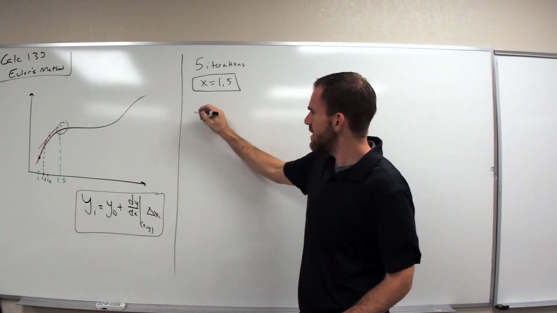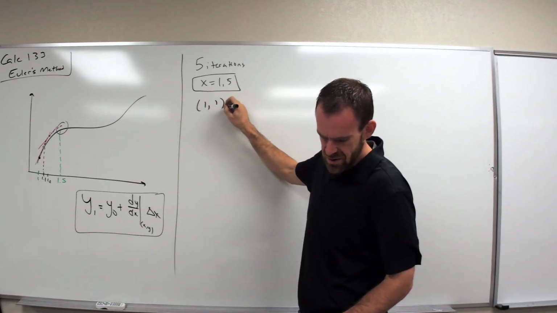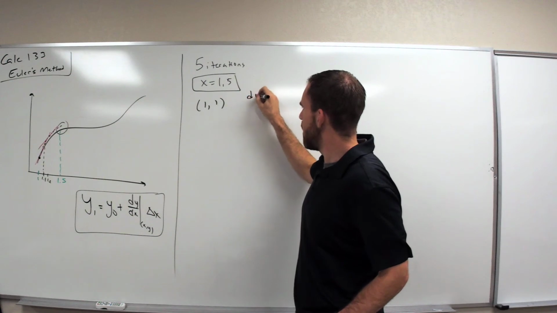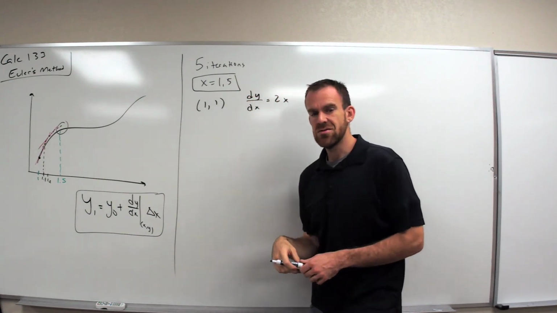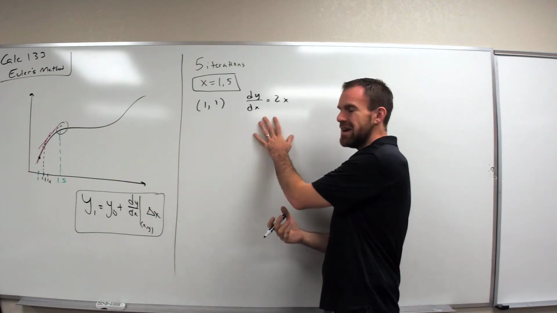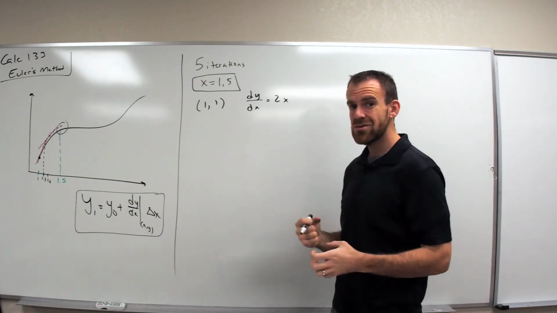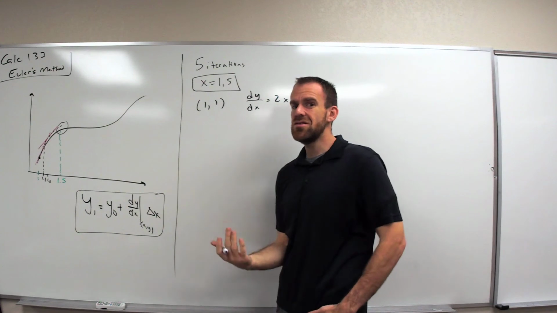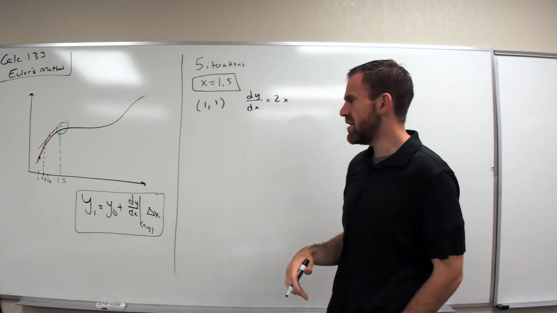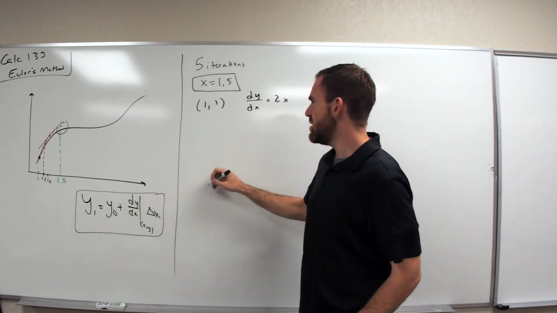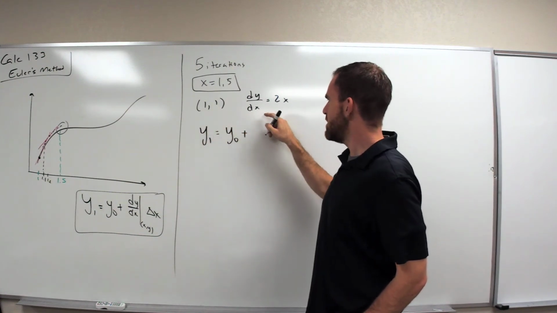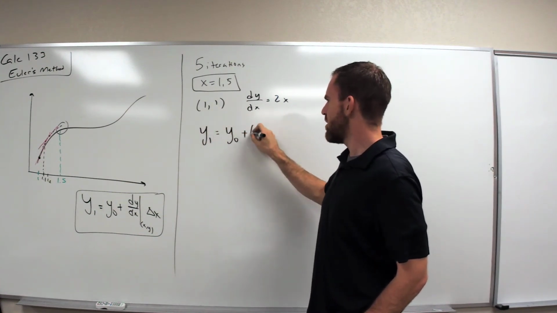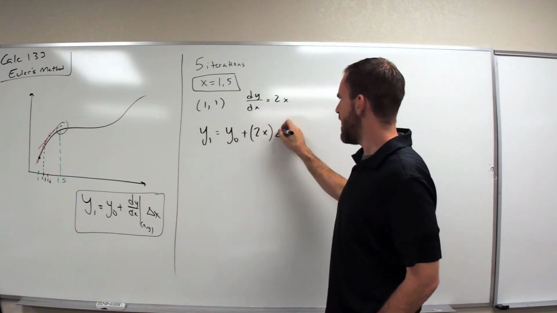Now, they give us an initial condition, which is (1, 1), and the differential equation dy/dx equals 2x. Now, obviously, we could integrate this. We can find the actual solution, but the problem is asking you to use Euler's method, so use Euler's method. You're going to use this equation, y1 equals y0 plus dy/dx, which is 2x, times delta x.